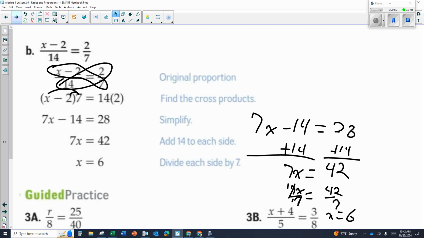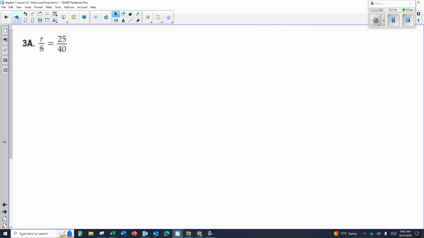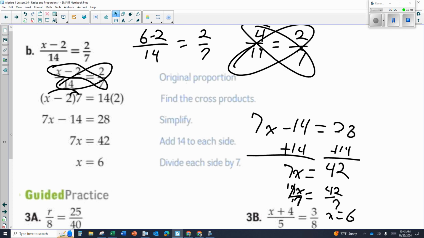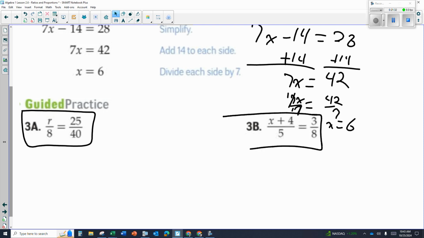And if we substitute this back into the original, 6 minus 2 divided by 14, that's just going to be 4 over 14. And let's go ahead and set that equal to 2 over 7. The 6 minus 2, that's the same thing as 4 over 14, equals 2 over 7. And guess what? 7 times 4, 28. 14 times 2, 28. That's how you would solve for the variable x. All right, so at this time, go ahead and look at guided practice 3A and 3B. Go ahead and pause the video so you can try these problems on your own.